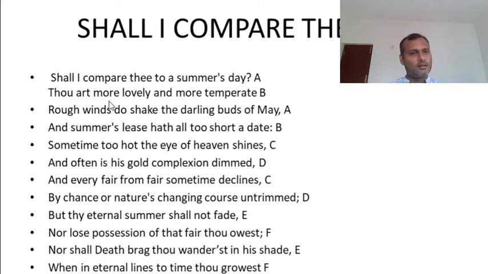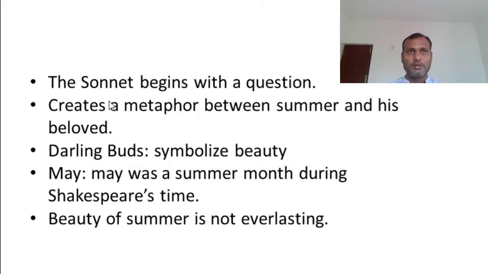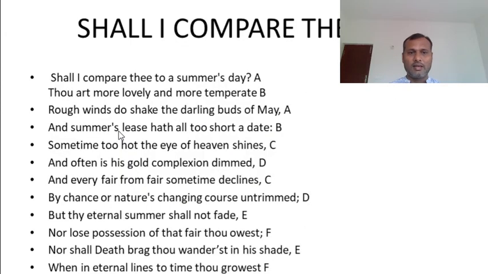And in the third line, rough winds do shake the darling buds of May. So here, these darling buds symbolize beauty. And he even speaks about a month called May, April, May, isn't it? So during Shakespearean time, according to the calendar they followed, May was actually a summer month. And beauty is not everlasting.